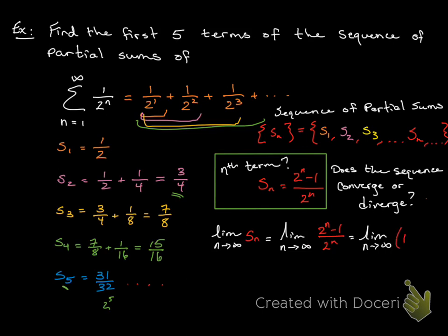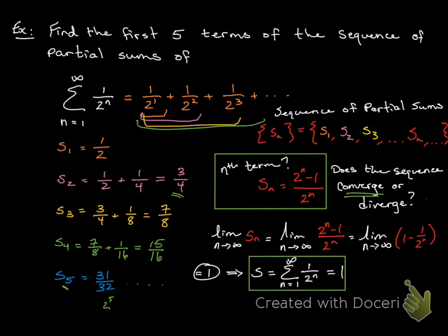I can take 2 to the n divided by itself, and I get 1, minus 1 over 2 to the n. And as n goes to infinity, 1 is going to 1, and 1 over 2 to the n is going to 0. So 1 minus 0, the sequence of partial sums converges to 1. Therefore, by the definition on the previous slide, the sum of the series 1 over 2 to the n is actually 1. The sequence of partial sums converges, and that tells us that the series also converges.